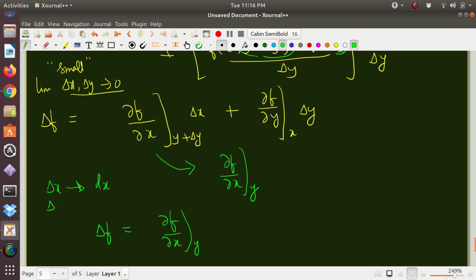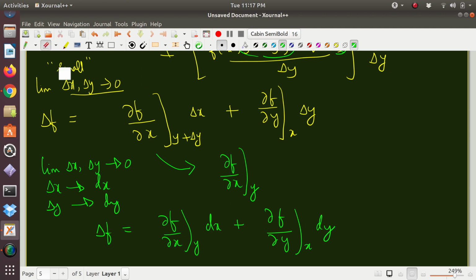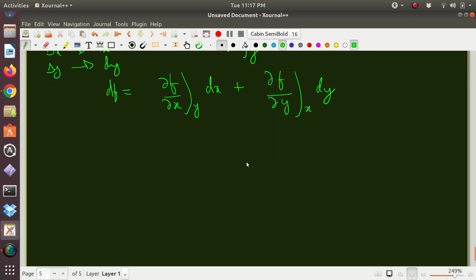Now in the limit when delta x, delta y tend to 0, delta x becomes the differential dx and delta y becomes the differential dy. This is the notation in calculus. When delta x and delta y go to 0, you replace them with dx and dy. So partial f by partial y at constant x times dy. Now similarly, instead of delta f, we will write it as df.